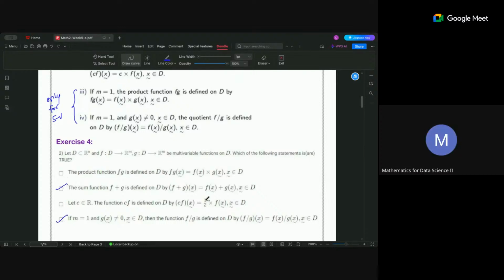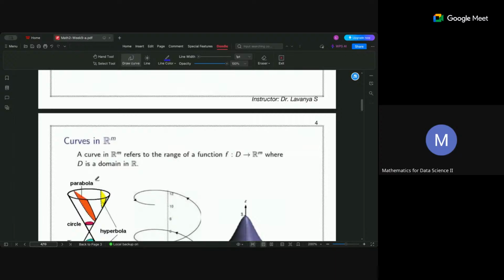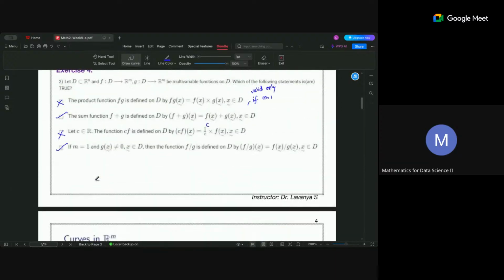So this one should be just C instead of 1 by C. And here it is valid only if m is equal to 1. So this is incorrect. Okay. So you know that, for example, if you have a function f from R to R, with f of x equal to maybe x square, then you know that the graph is represented on a plane.